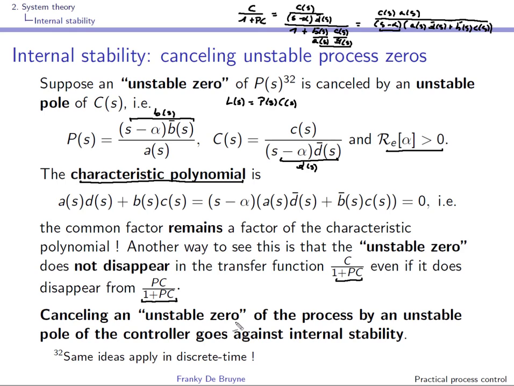So cancelling an, between quotes, unstable zero of the process by an unstable pole of the controller goes against internal stability. So this is forbidden, as this transfer function here will become unstable.